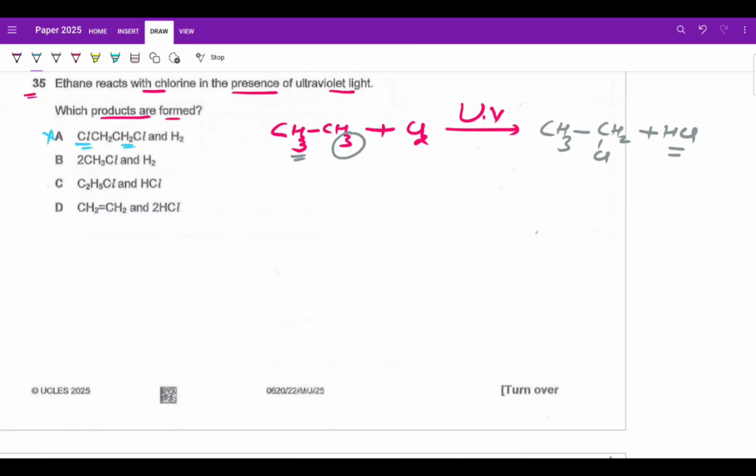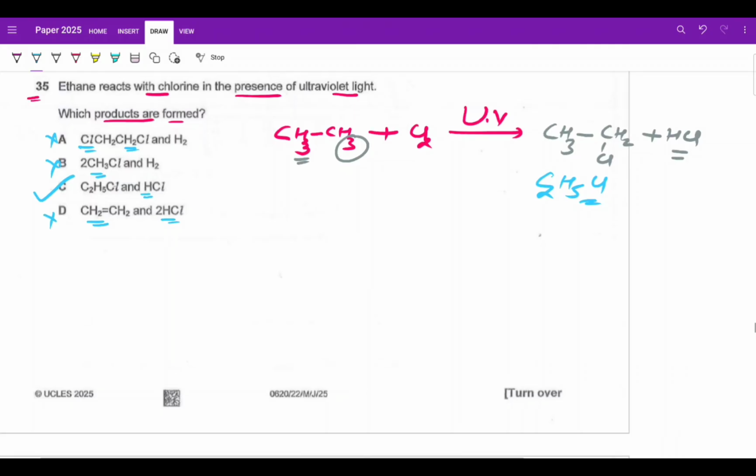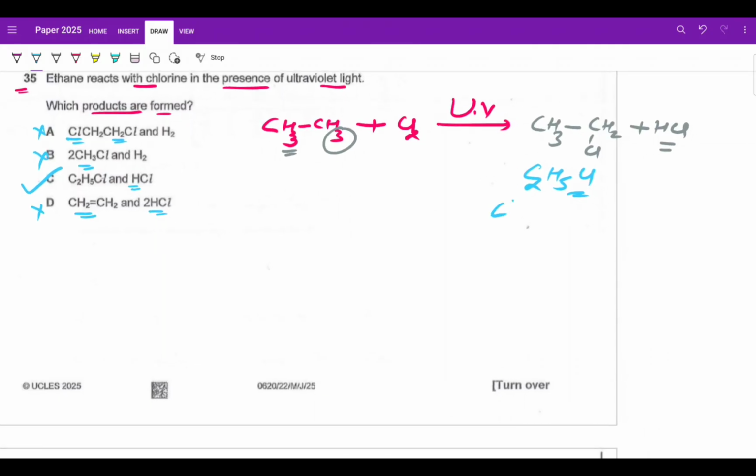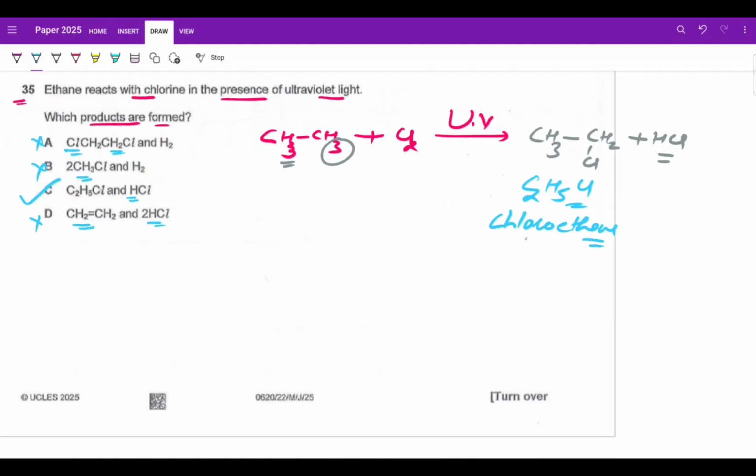Therefore, the answer is... A, no, a dichloro product will not be formed. Two molecules of CH3Cl and hydrogen, no. CH3CH2Cl and HCl, that is C2H5Cl plus HCl. This could be the correct option. CH2 double bond CH2 and HCl, no, ethene will not be formed. We call it chloroethane. Chloroethane and HCl will be produced. Question 35, option C is the correct answer.